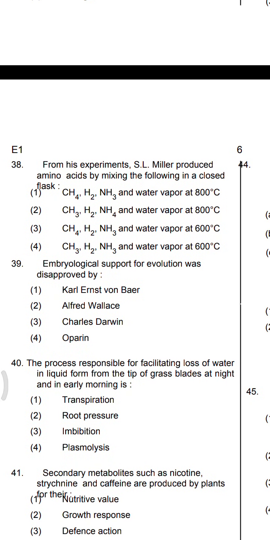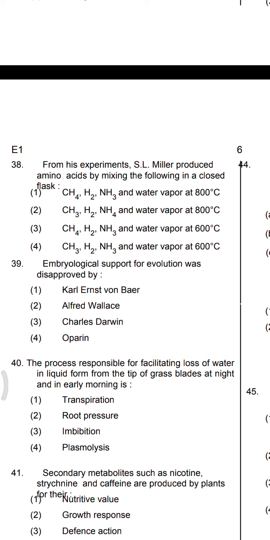Question 38. From his experiments, S.L. Miller produced amino acids by mixing the following in a closed flask. 1. CH4, H2, NH3 and water vapor at 800 degrees centigrade. 2. CH3, H2, NH4 and water vapor at 800 degrees centigrade. 3. CH4, H2, NH3 and water vapor at 600 degrees centigrade. 4. CH3, H2, NH3 and water vapor at 600 degrees centigrade.